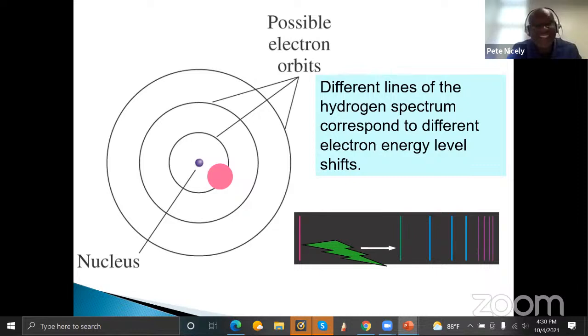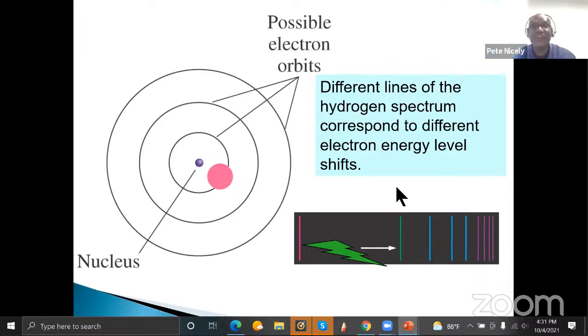And in fact, for those of you who plan to do Chem 1, what you'll find is that you can actually do calculations which show you how to calculate the energy difference between the orbits, and you can also calculate the frequency of the radiation that is produced. All right, so that's basically how the Bohr model works.